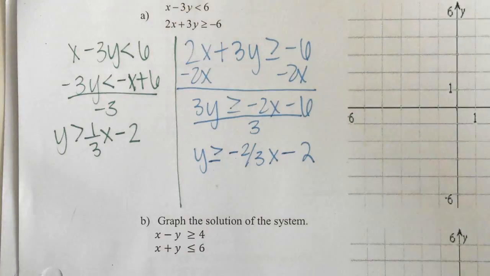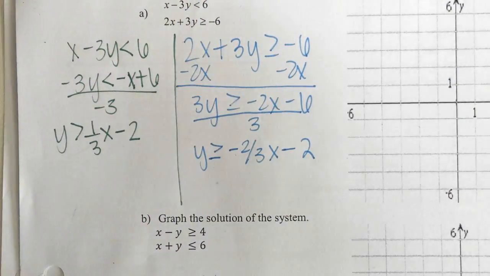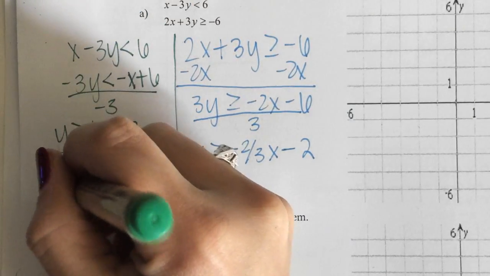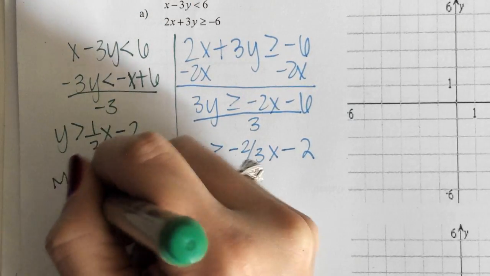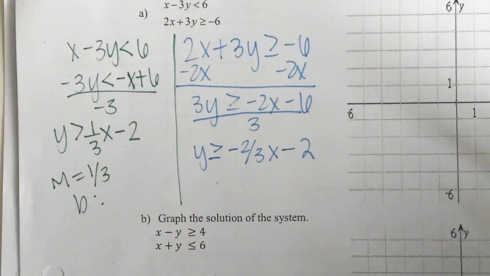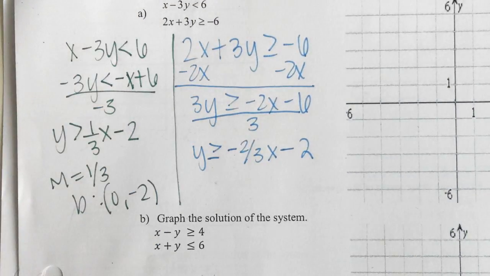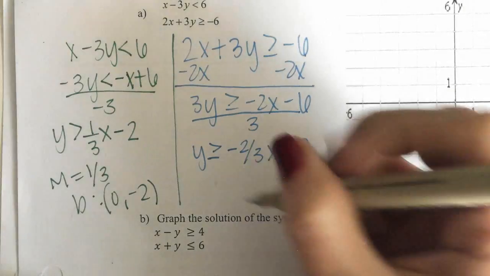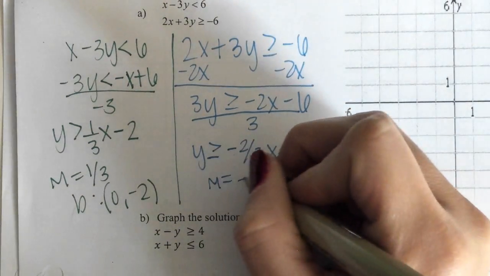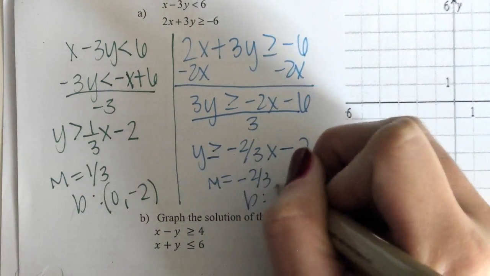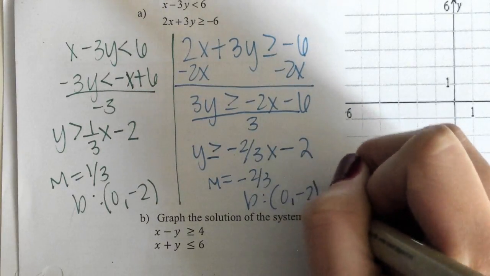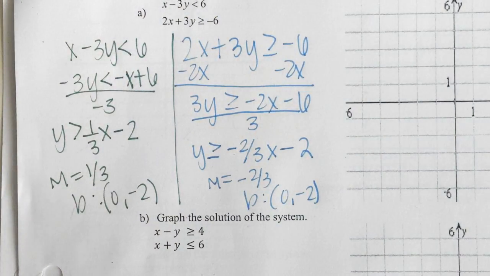Alright, so Jalen, what's my slope for this first equation right here? 1/3. Good. Alright, Miles, what's my y-intercept? Negative 2. Very good. Alright, Victor, what's my slope and y-intercept for the next equation? Slope's negative 2/3 and the y-intercept's negative 2. Very good. A few more things I want to talk about, if it's going to be solid or dashed.